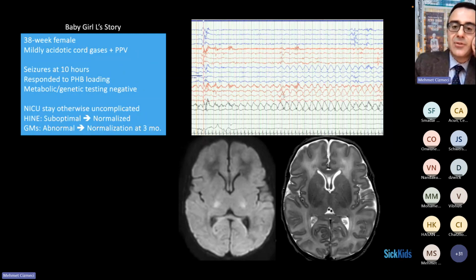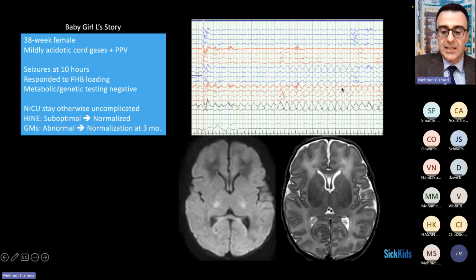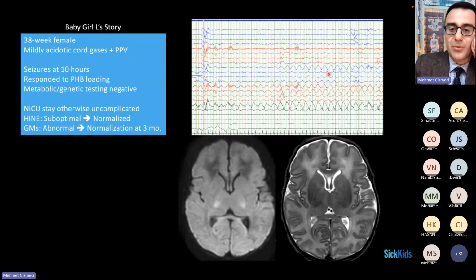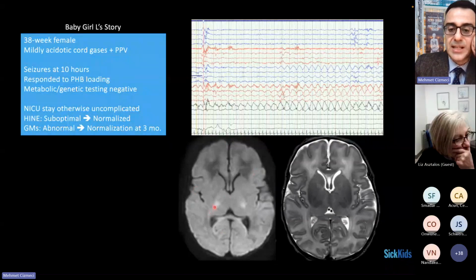So this is how the baby presented initially to our NICU. You can see the seizures coming from the central regions mostly. As I said, there's going to be lots of emphasis on the neuroimaging modalities today. So this was a baby who was presenting with neonatal encephalopathy. And on this image on the left, this DWI scan, diffusion weighted imaging scan, you can see that there was some injury in the deep gray matter structures, mostly in the thalamic region.